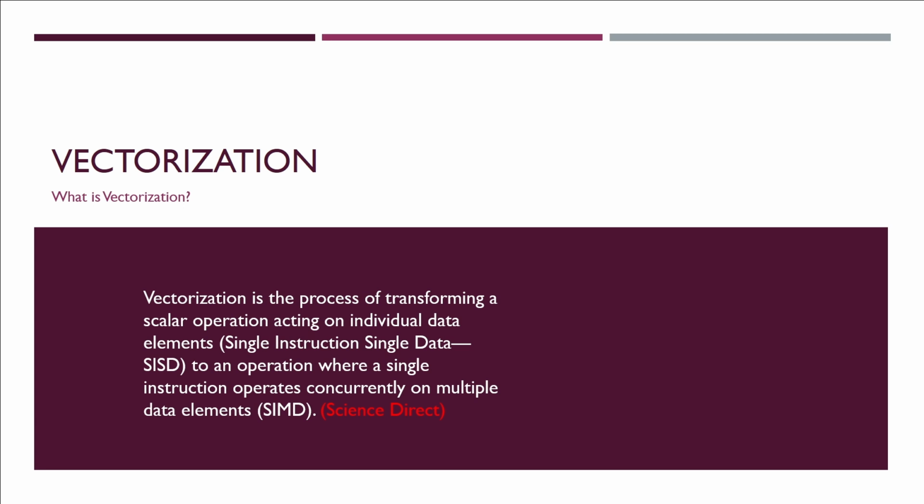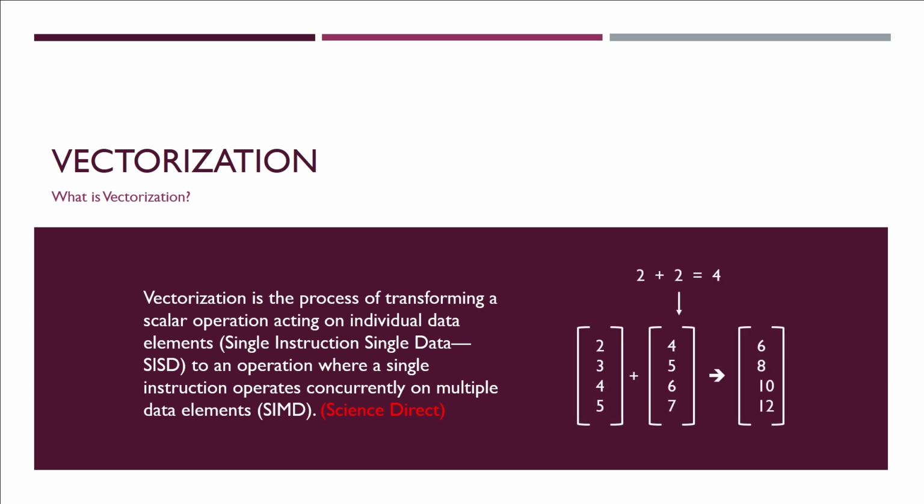So, in simple words, vectorization means transforming or converting an operation or algorithm from operating on a single value at a time to operating on a set of values at one time. Here, as you can see in this example, 2 plus 2 is 4. Here, plus is acting as a scalar operation because it's adding only two values. But in the second part, we have two matrices and the addition operator is adding four different values at the same time. So this is an example of vectorization.